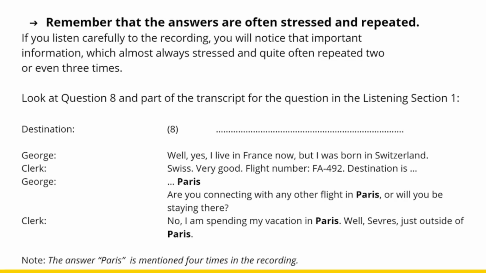So let's take a look at our following example. Here we have a conversation between someone named George and a clerk. As you see, there are a couple of times where the word Paris was highlighted, written in bold, and in this case Paris is a correct answer.